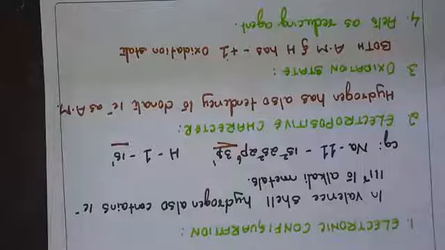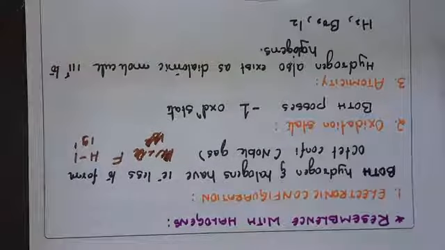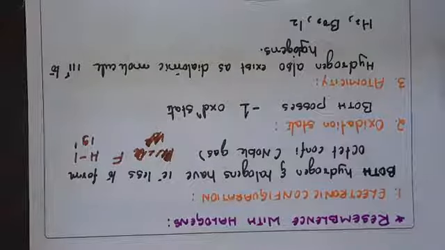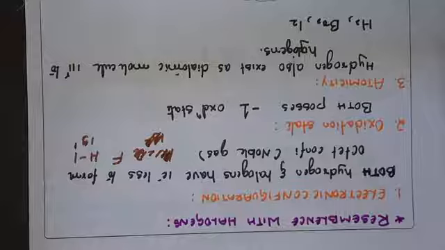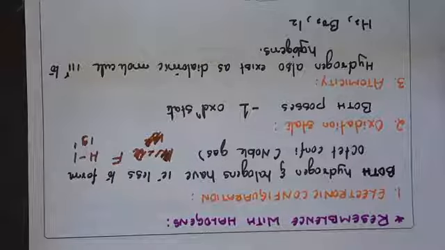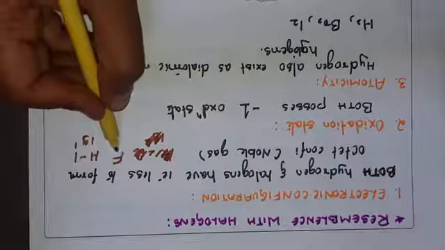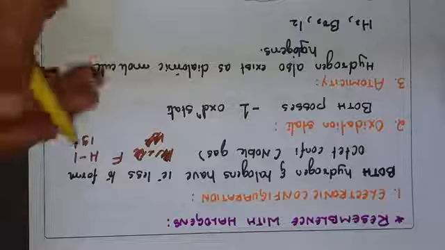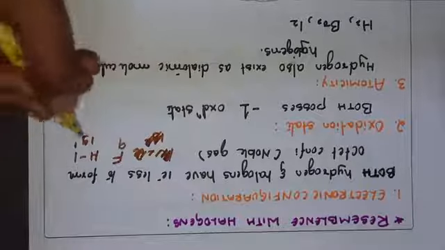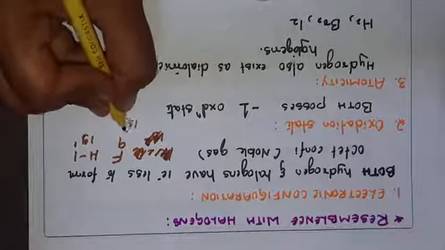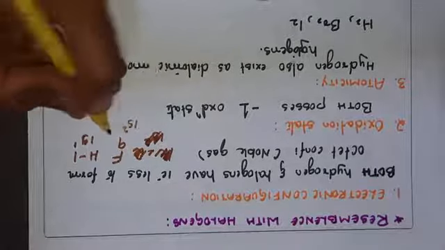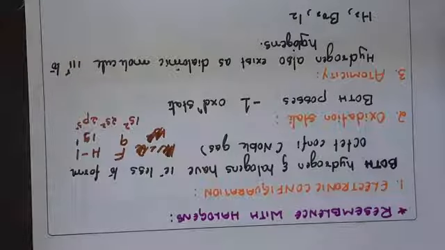Now, let us look into the resemblance of hydrogen with the halogens. The first resemblance is electronic configuration. Let us consider the halogen fluorine and hydrogen. As we know, the atomic number of fluorine is 9, therefore its electronic configuration is 1s2, 2s2, 2p5. And hydrogen, atomic number 1, has 1s1.